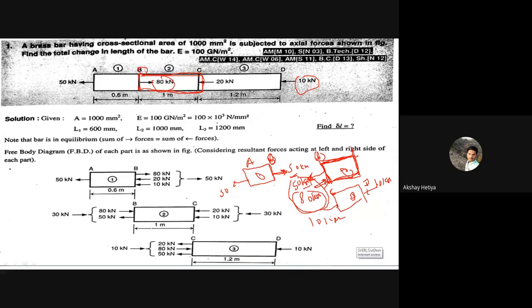Resultant? Algebraic sum. Algebraic sum means what? We can take the summation Fx equal to 0.